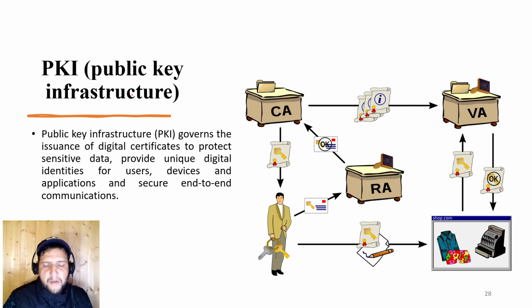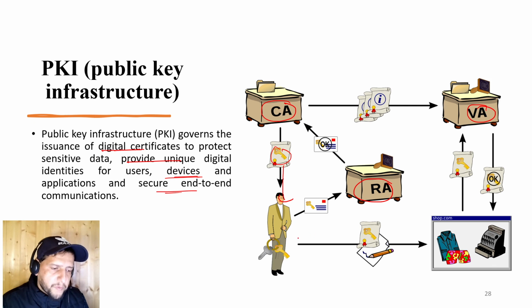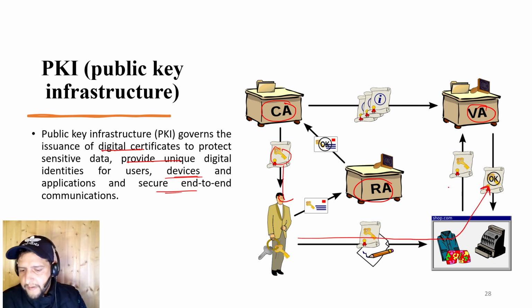PKI is your public key infrastructure. This governs the issuance of digital certificates to protect sensitive data. It provides a unique digital identity for users, devices, and applications, and it secures end-to-end communication. If you need a certificate, you send your request to the registration authority. It verifies everything and sends a request to the certification authority. It gives a certificate to the validation authority, and you're also given a token. You present this token to the validation authority, and that's where you download your certificate.